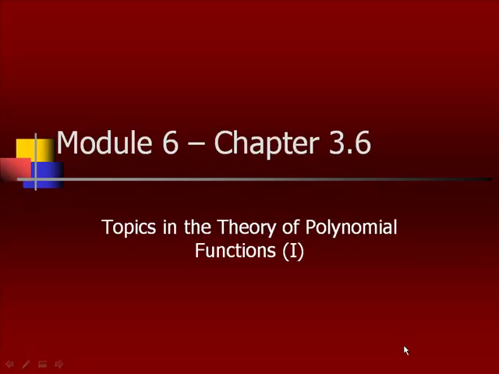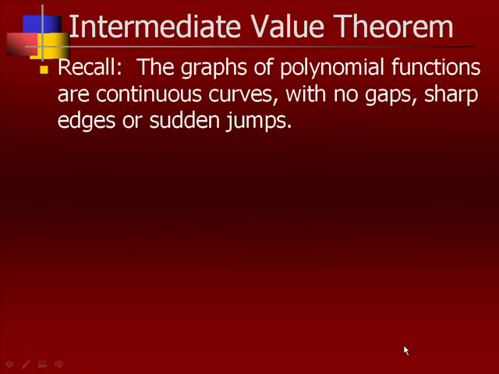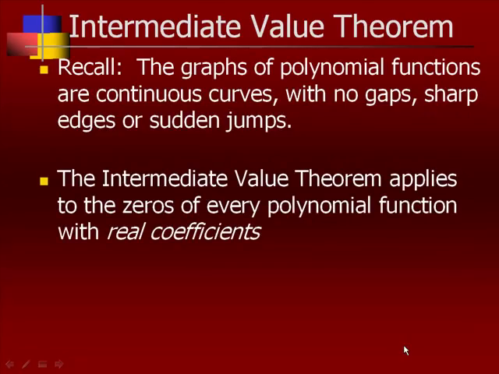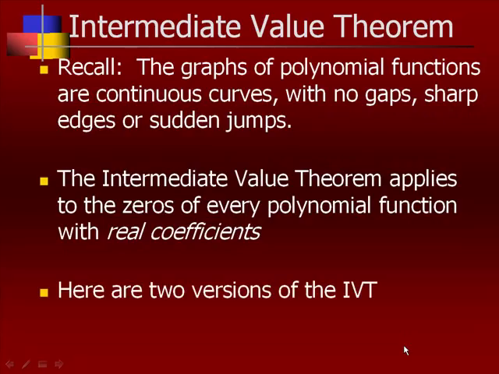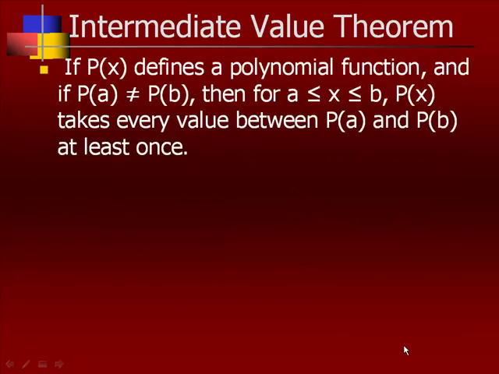Module 6, Chapter 3.6, Topics in the Theory of Polynomial Functions, Part 1. Recall the graphs of polynomial functions are continuous curves with no gaps, sharp edges, or sudden jumps. The intermediate value theorem applies to the zeros of every polynomial function with real coefficients. Here are two versions of the intermediate value theorem.